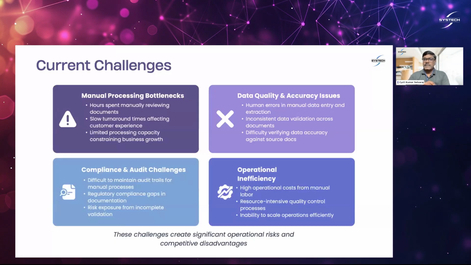Since humans tend to make mistakes, there are errors that can happen while manually feeding the data into the system, and there is inconsistent data validation across your documents, because you have to validate the data against your PDF document, which is again a sophisticated process. It is also difficult to verify the data accuracy against the documents.